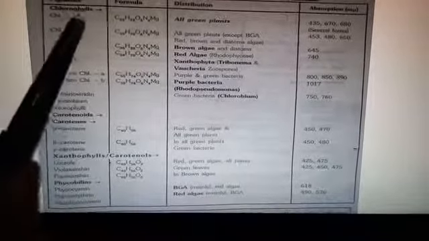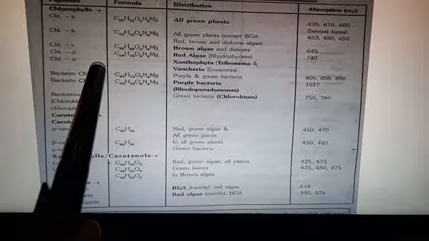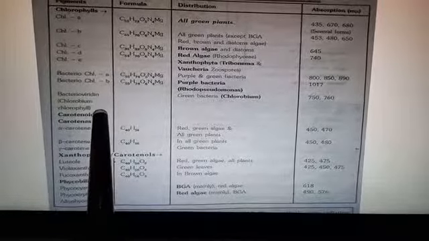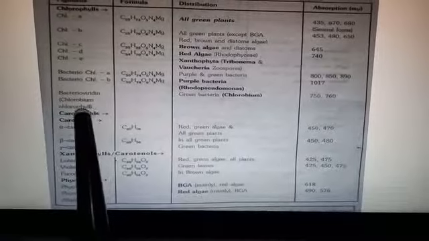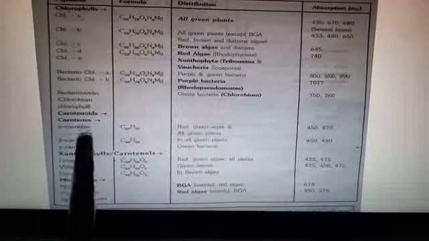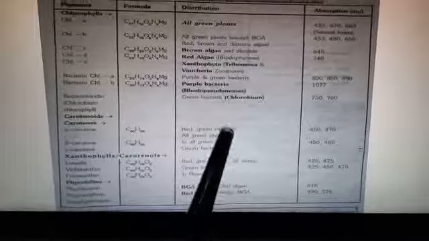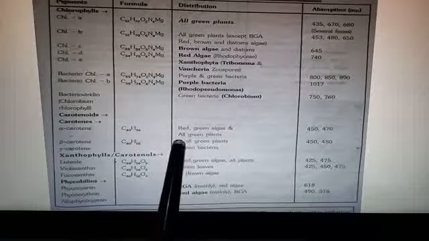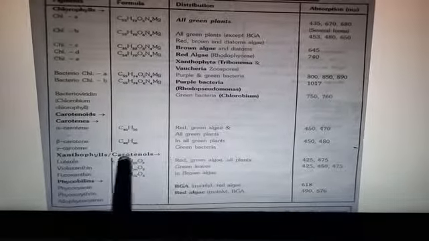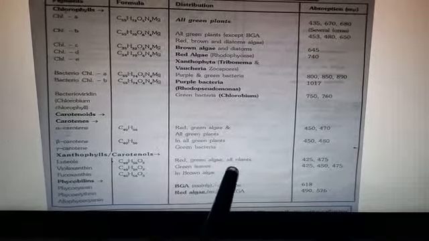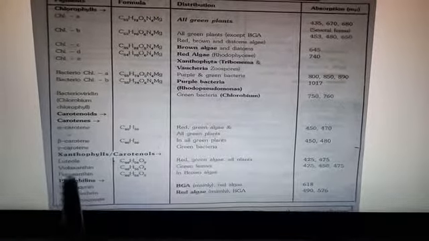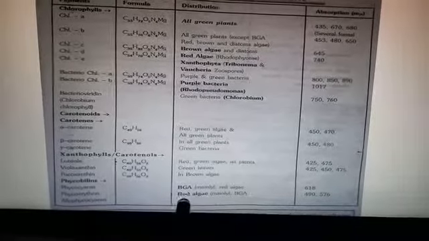And this is about chlorophyll C, D, and E, bacteriochlorophyll A, bacteriochlorophyll B, and bacterioviridin. Next to this are the carotenoids. Carotenoids include carotene and xanthophylls. These carotenoids are present in red and green algae and all green plants, and in green bacteria. The xanthophylls are present in red and green algae, all plants, green leaves and brown algae. Phycobilins are present in blue-green algae and red algae.